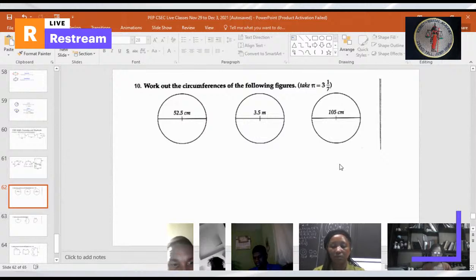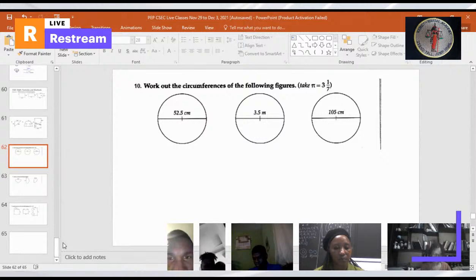Miss, 165 centimeters for the first one. Okay, 164.96 centimeters. And the second one? Miss, 11 meters. It's 11 meters. And the third? Miss, 330 centimeters. 329 or 330, all right, so you round it off.